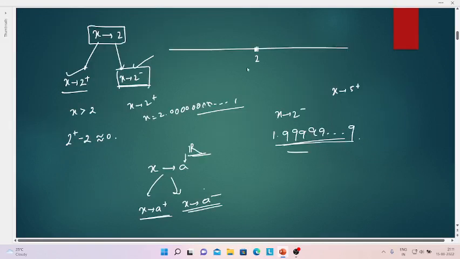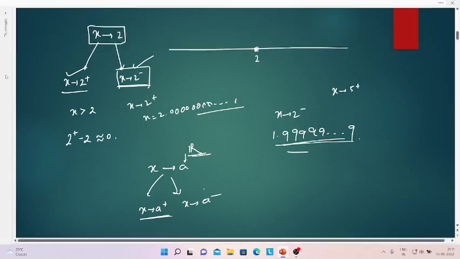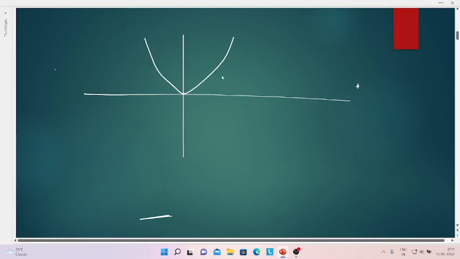What does it mean? Let me explain by showing you a graph. Suppose you have a graph which is y equals x square, right? It is almost looking like that. So it is y equals x square. Suppose x equals 2 is there. So can you tell me what will be the value of y? It will be almost 4, right?